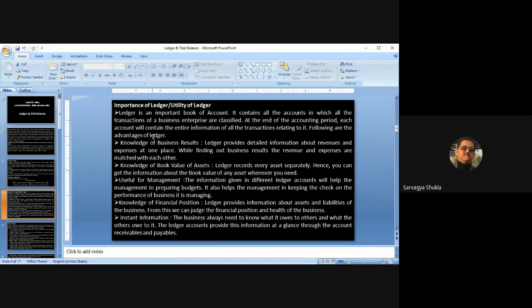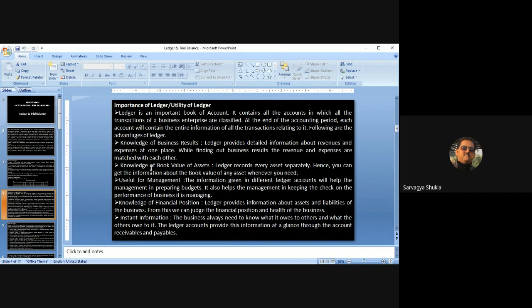Following are the advantages of ledgers. First one is knowledge of business result. Ledger provides detailed information about revenues and expenses at one place. While finding out business result, the revenues and expenses are matched with each other.